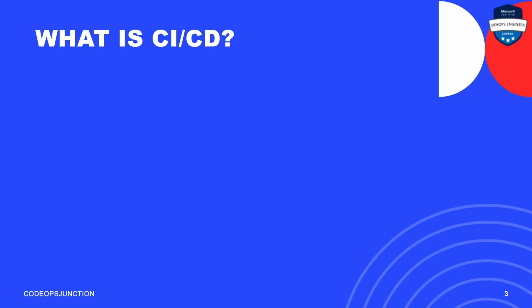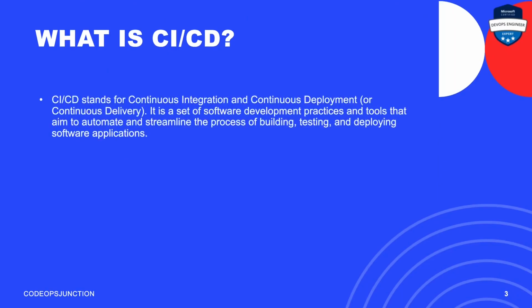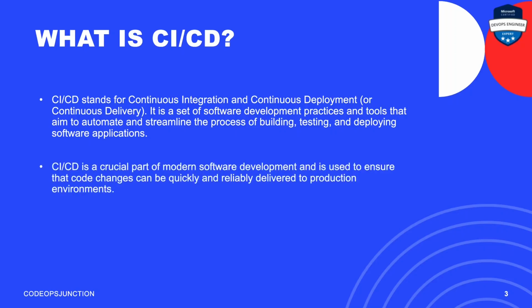First we will see what is CI/CD. CI/CD stands for continuous integration and continuous deployment or continuous delivery. It is a set of software development practices and tools that aim to automate and streamline the process of building, testing, and deploying software applications. CI/CD is a crucial part of modern software development and is used to ensure that code changes can be quickly and reliably delivered to production environments.